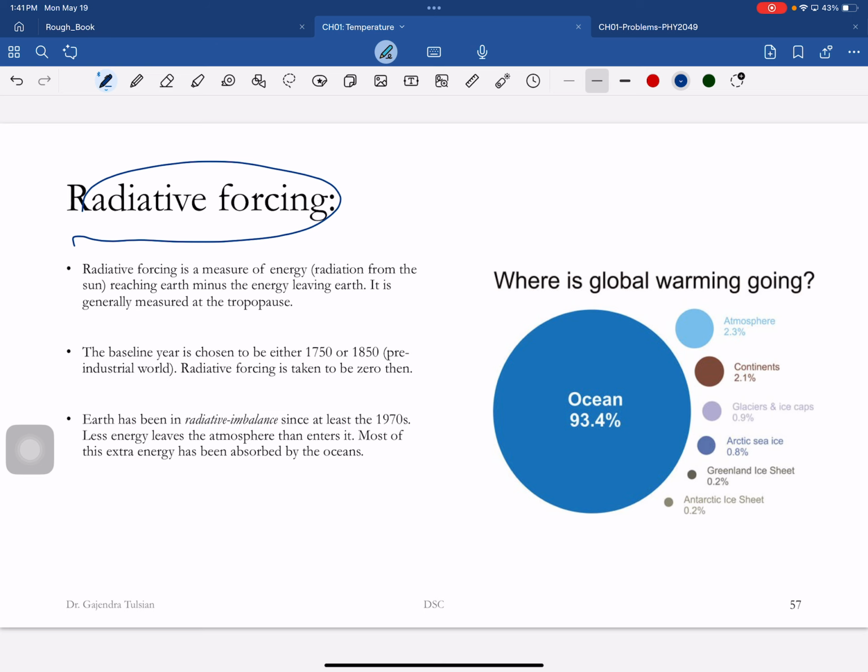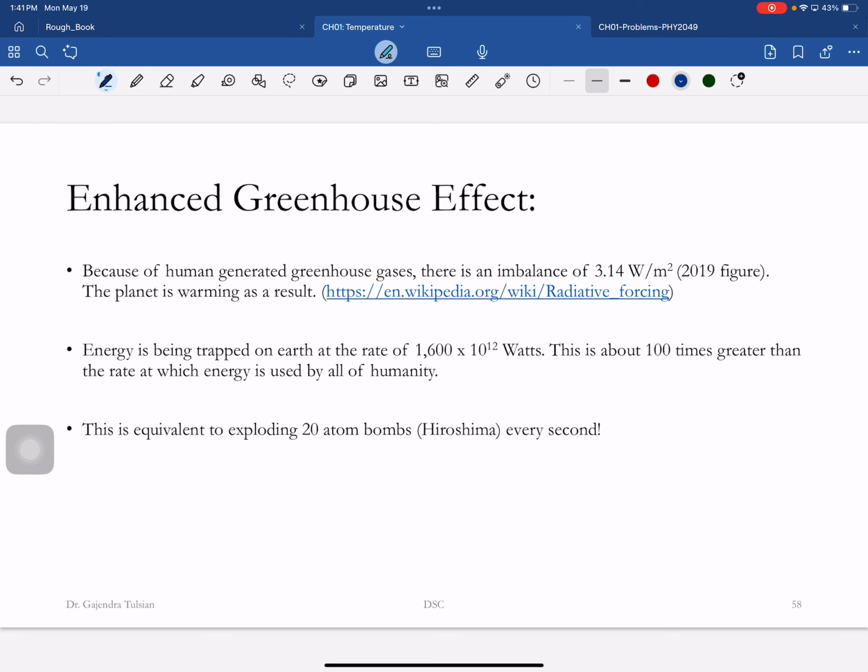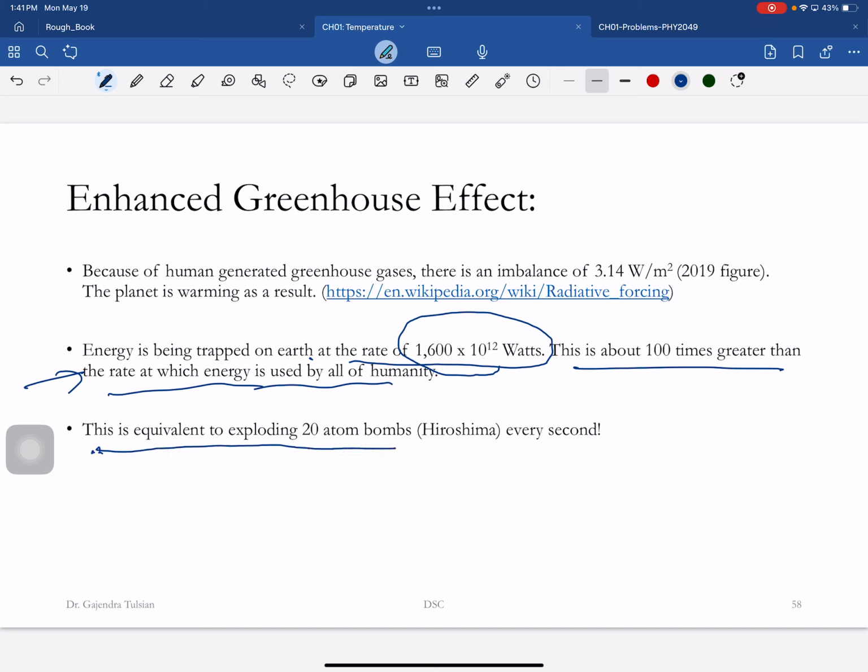What does this amount to? Energy is being trapped on Earth at a rate of 1,600 trillion watts. This is about 100 times greater than the rate at which energy is being used by all of humanity. Remember, you're radiating 3.25 watts less per meter square. This is equivalent to exploding 20 atom bombs every second, constantly, and trapping the heat.